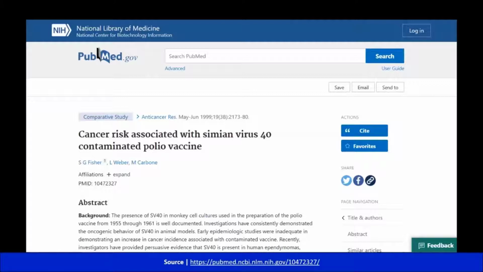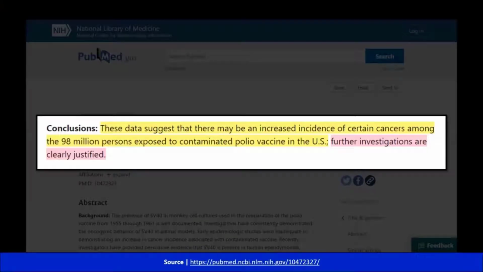This was an early one too. It was contaminated. And look what happened here. This data suggests that there may be an increased incidence of certain cancers among 98 million persons exposed to contaminated polio vaccine in the US. Further investigations are clearly justified. Okay, so a lot of people have got this vaccine already. This is very similar to the vaccine that Gates is pushing in his polio programs.